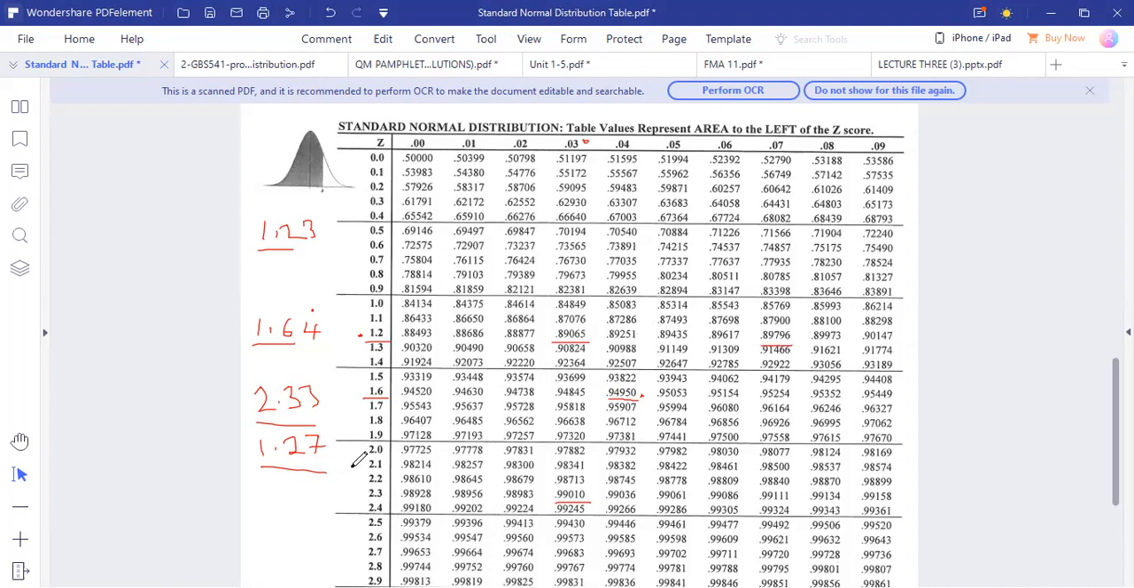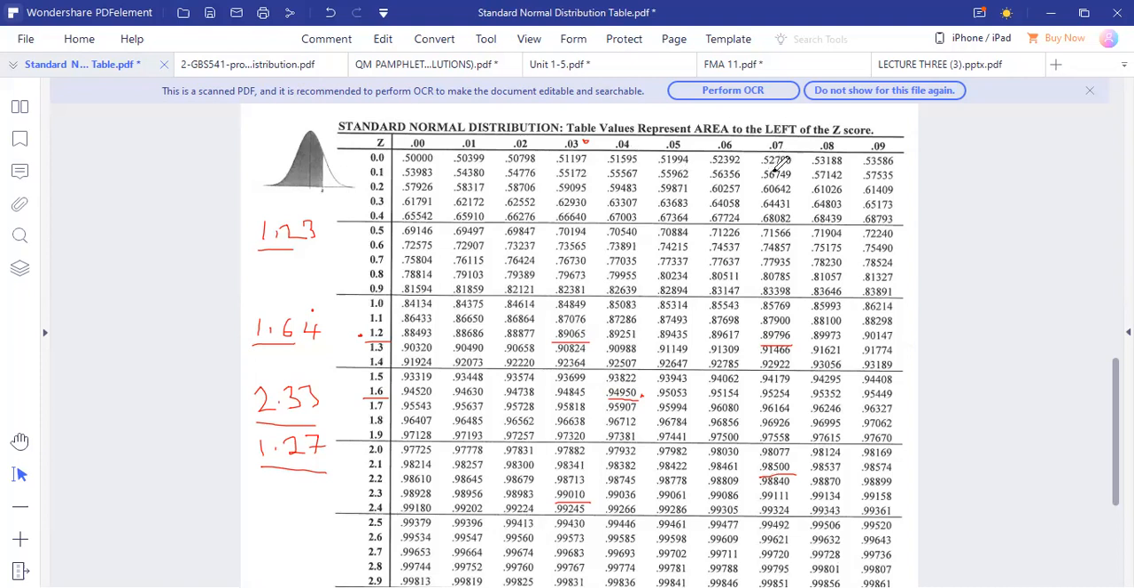I'll give you the probability, you give me the Z. For instance, this is the probability, 0.98796. What is the Z for this? You simply add the 1.2 and the 0.07, so it will give you 1.27. Now what is the Z for 0.98500? It is 2.17.